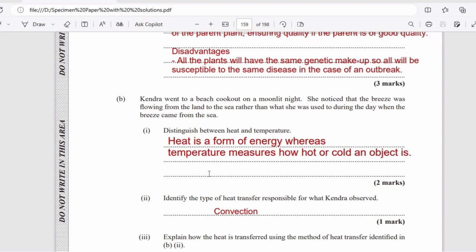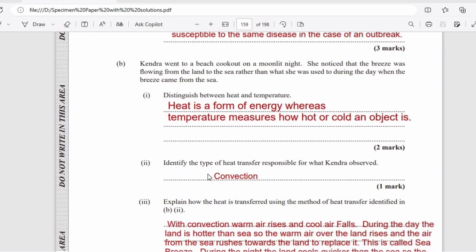Next part of the question says, Kendra went to a beach cookout on a moonlit night. She noticed that the breeze was flowing from the land to the sea rather than what she was used to during the day when the breeze came from the sea. Distinguish between heat and temperature. Now, heat is a form of energy, whereas temperature measures how hot or how cold an object is, and just for telling them that, 2 marks.